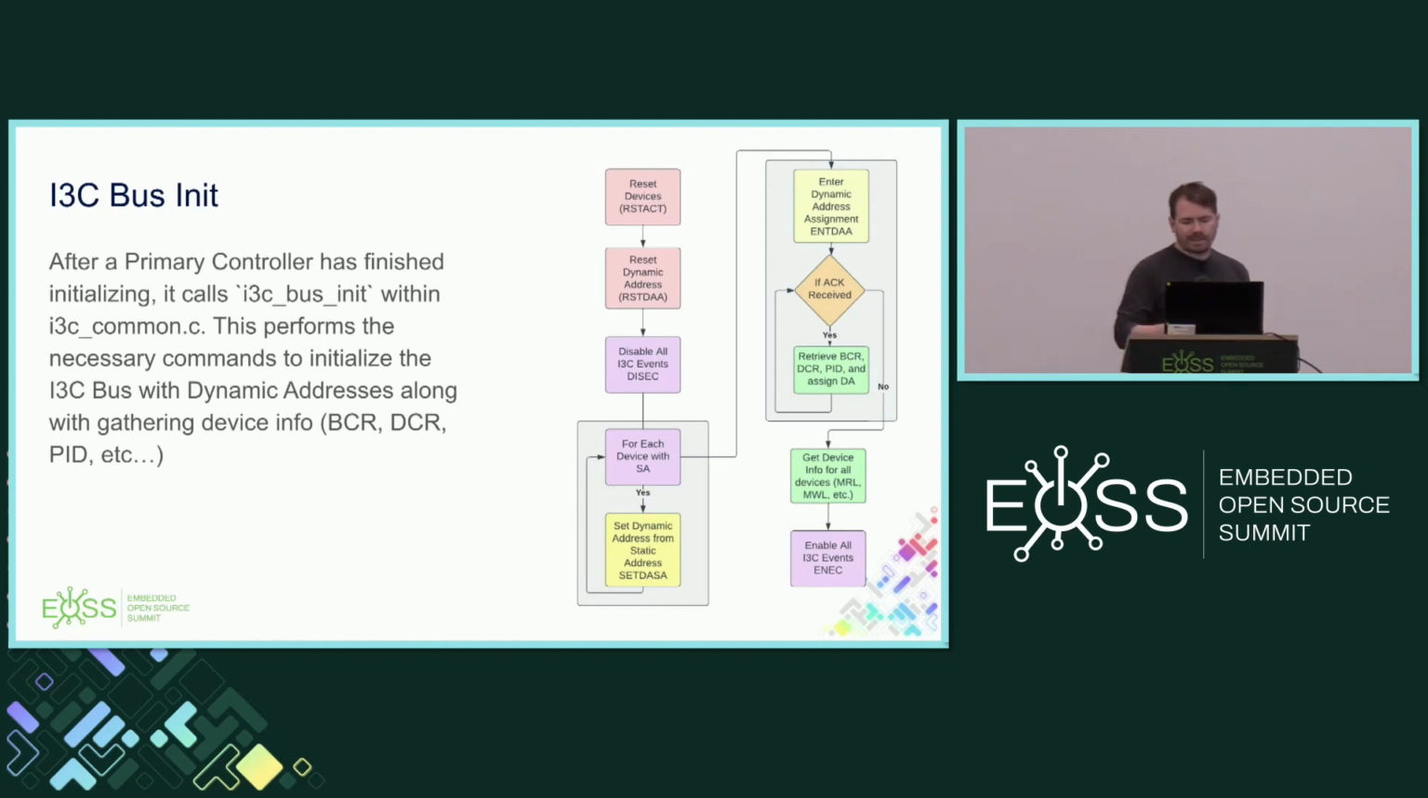Once that's done, it then retrieves all the device info for the devices. This includes the max read length and the max write length, for example, of a device. It also retrieves the BCR and the DCR, which I'll get more into later, as well as PIDs, and there's even some additional data within there as well. Once that's done, it should then re-enable all I3C events, so people can now talk. The controller's finished initializing the bus.